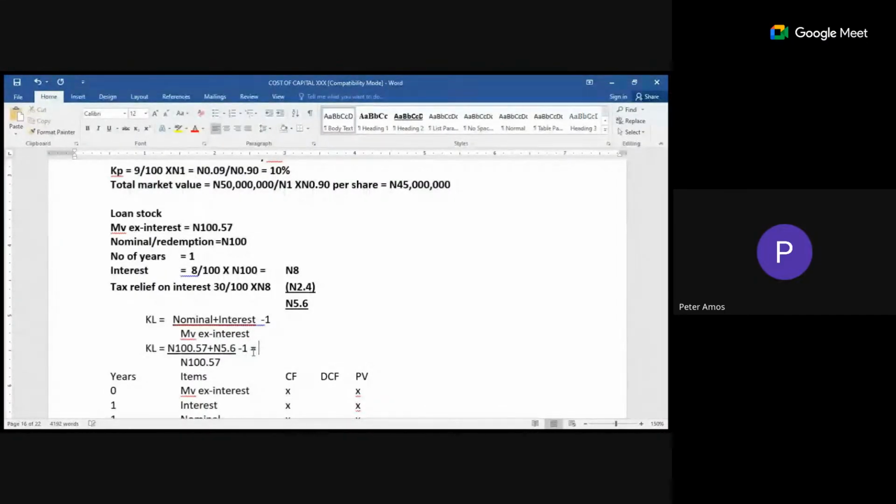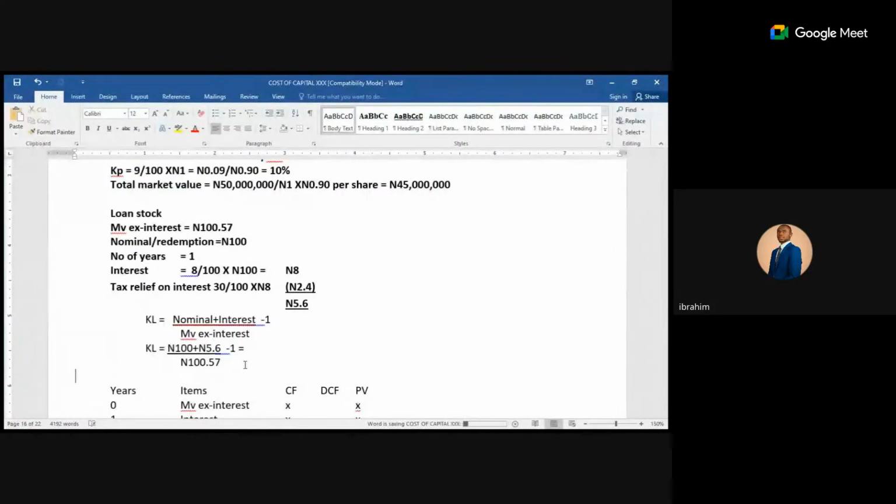So the nominal value is 100 naira, not 100.57. So what do we have? What is the cost of the loan stock?